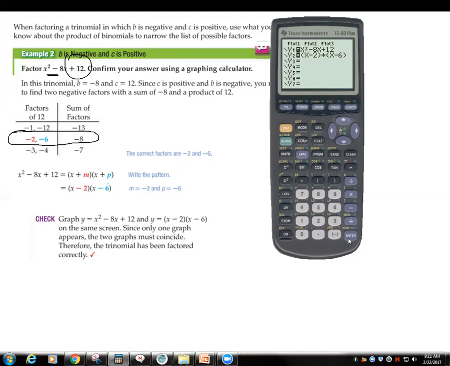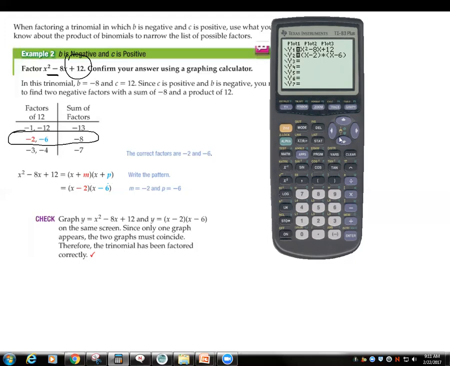And if those truly are the same thing, because all I did was rewrite the trinomial in its factored form, then when I graph it, the graph should overlap. Okay, so if I hit zoom, zoom 6 is the standard viewing window. So it's going to graph the first one, and then graph the second one. Nothing happened. Well, something did happen because it graphed it over top of itself.